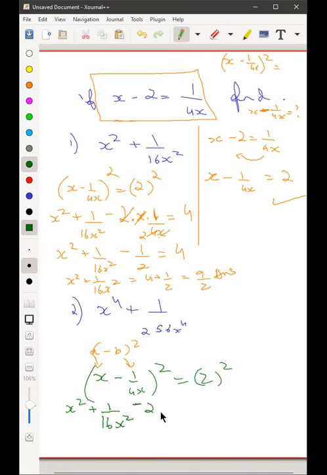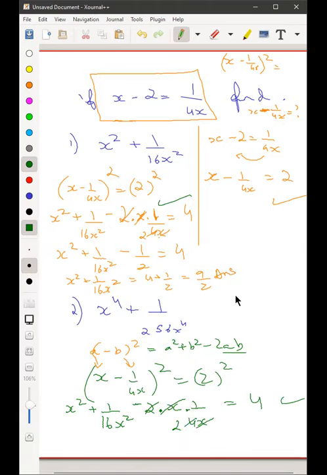Minus 2 into, no, why only 2? 2 into ab, right? This is a squared plus b squared minus 2ab. So where is a and b gone? So minus 2 into x into 1 upon 4x. That's how we got this. And on the right hand side we have 2 squared, which is 4. And then we find x and x get cancelled. 2 and 4, we get 2. So we get half remaining.